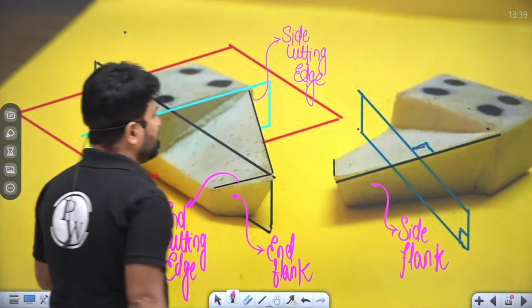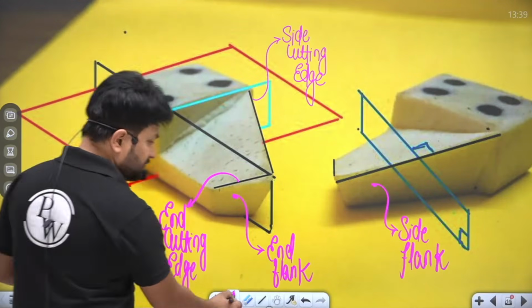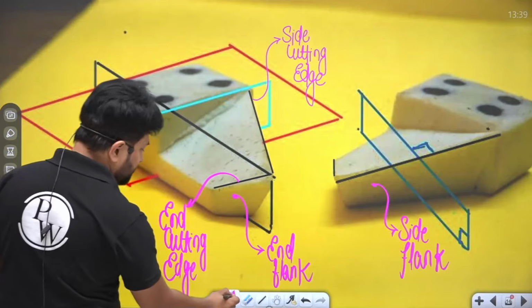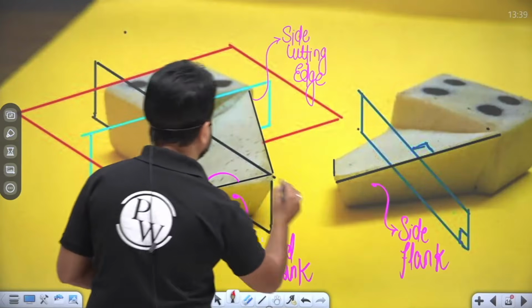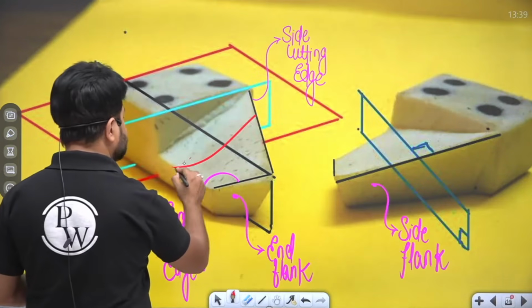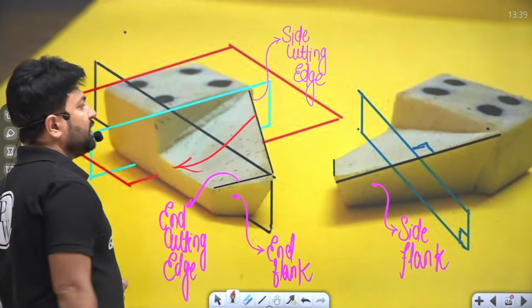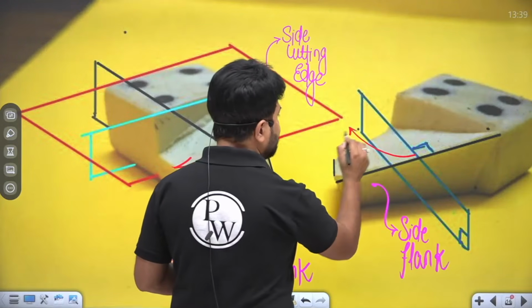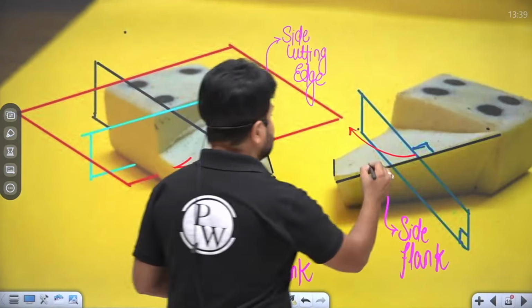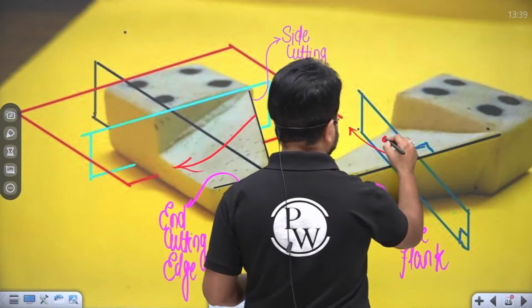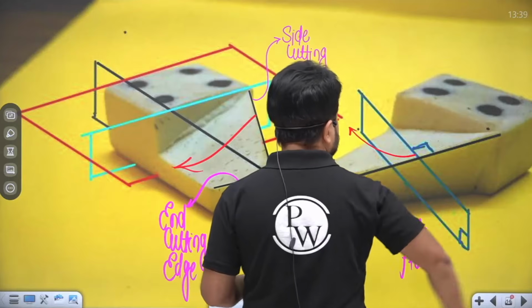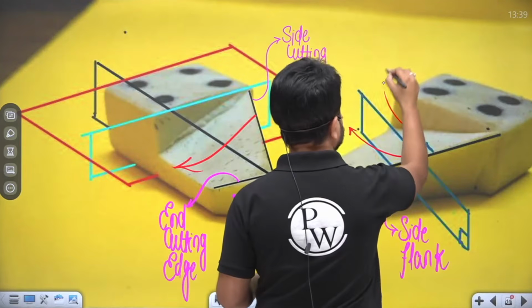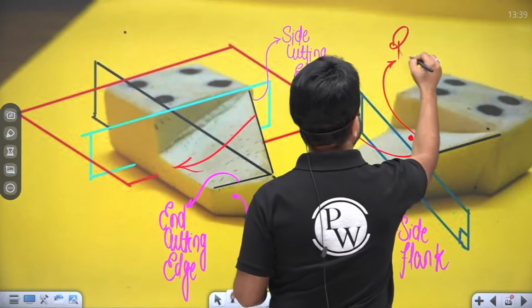Now, during cutting, what happens? Whatever chip is going to be produced will flow along that face. So that's why this face is called the rake face.